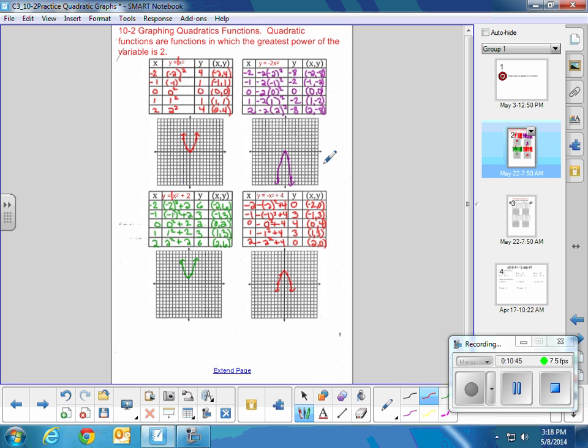If you go and look at the ones on the right-hand side, the coefficient of x on the top one is negative 2, and on the bottom one is negative 1. Since those have a negative coefficient of x, they open downward.